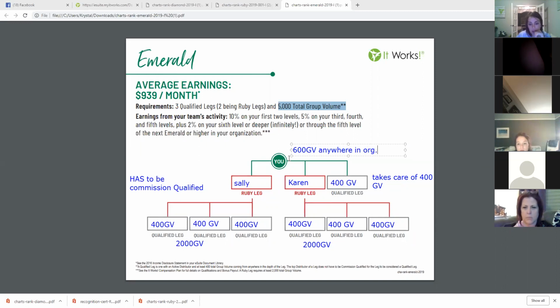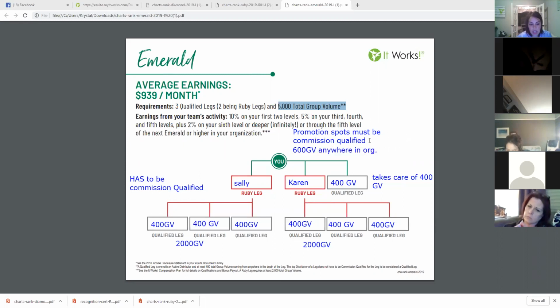Okay. Also, the Emerald has to be commission qualified. Again, if any of these people are in the promotion spots, they have to be commission qualified. So I'm going to say promotion spots must be commission qualified. Okay. So that is very, very important.